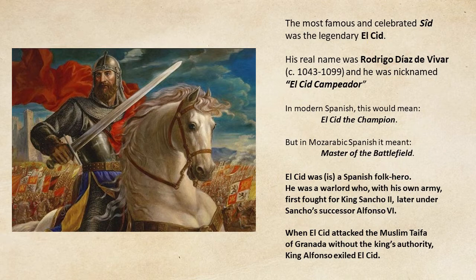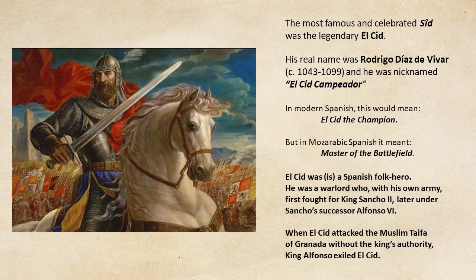So these heroes do not get old, right? So 56. And he was nicknamed El Cid Campeador. Now in modern Spanish, Campeador means champion, so it would be El Cid the champion, but in Mozarabic Spanish it meant master. El Cid is master or lord of the battlefield. Campeador has to do with the battlefield. El Cid was a warlord, a very interesting person, maybe for some one of the most interesting parts of this whole mini lecture.